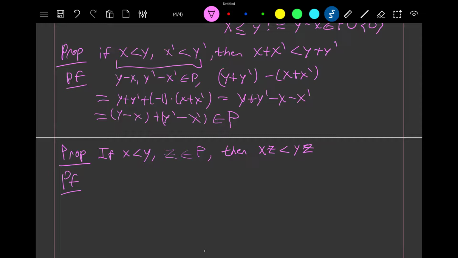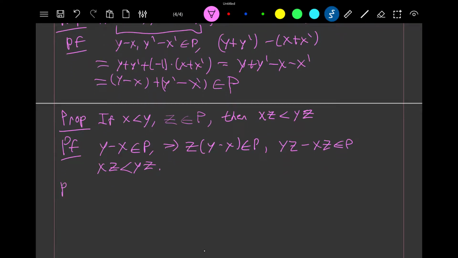Well, by assumption, we know y minus x is positive, right? And since z is positive, this tells us that z times (y minus x) is positive. So namely, we have, I'll write it as, yz minus xz is positive, but this exactly says that xz is less than yz. So notice we had to have z positive for this situation.